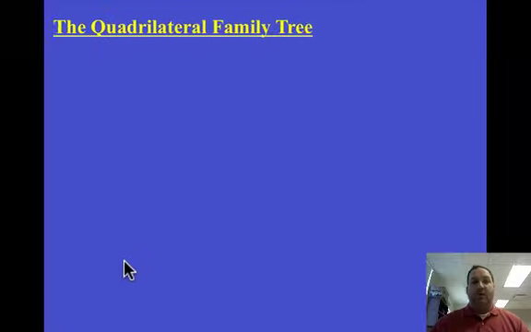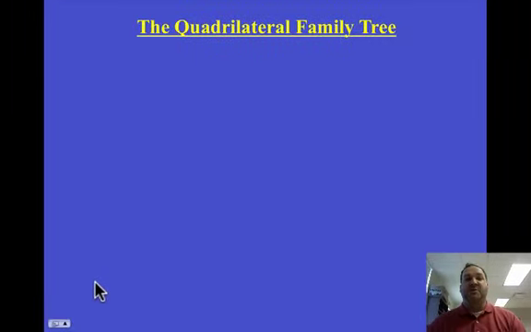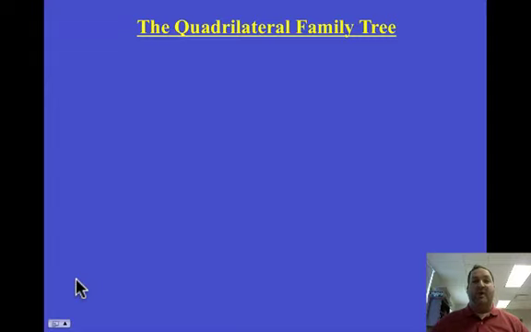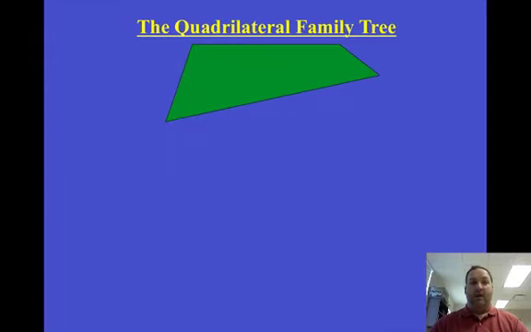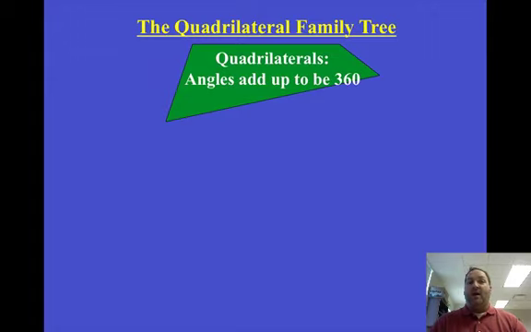All right, so what are we doing? We're doing the quadrilateral family tree. That's what you should write at the top of your paper. Quadrilaterals are polygons with four sides. Quad meaning four. So the first thing at the top, draw a shape like this and mark it as a quadrilateral. One thing I want you to remember is that for all quadrilaterals, the angles add up to be 360 degrees. Because when you draw one diagonal, it creates two triangles, and the angles of each triangle add up to be 180, so 180 plus 180 is 360.